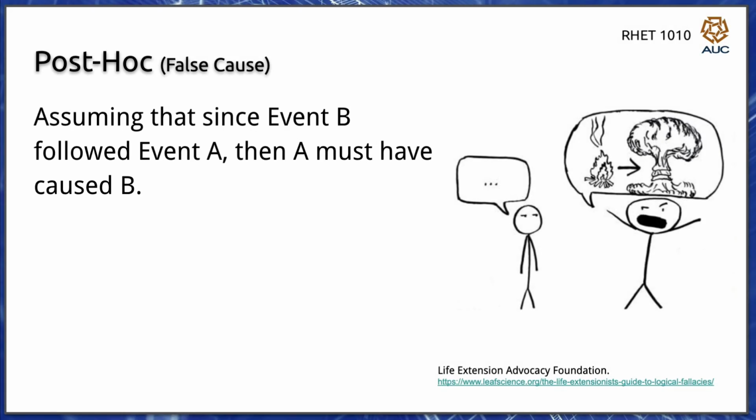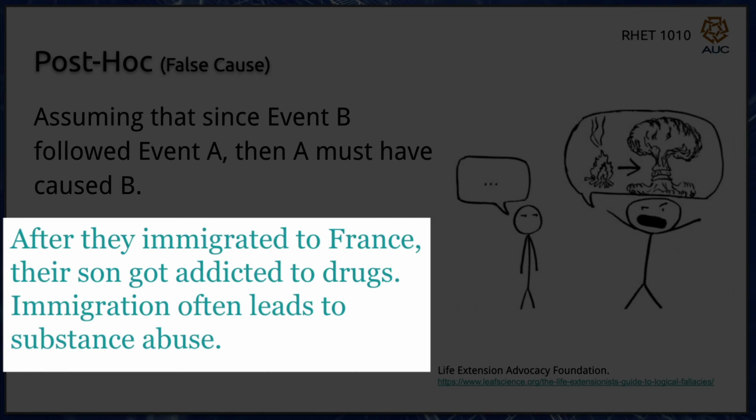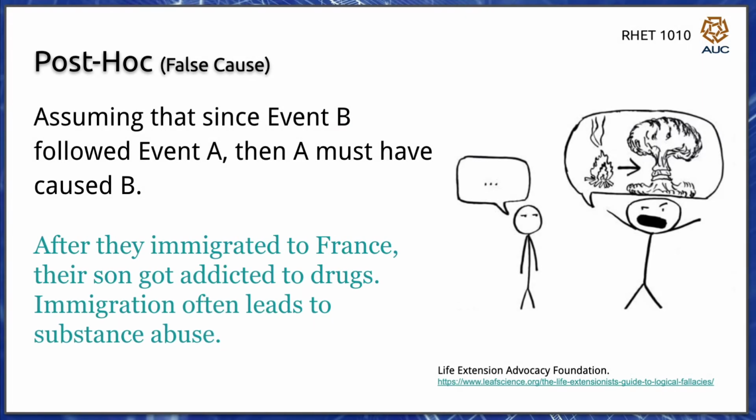Let's look at the example sentence for that. After they immigrated to France, their son got addicted to drugs. Immigration often leads to substance abuse. Now, what's the problem with that? Well, the problem is just because their son got addicted to drugs after they immigrated to France doesn't necessarily mean that immigration leads to substance abuse.